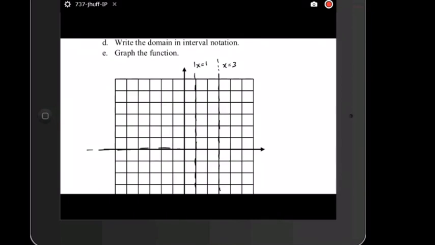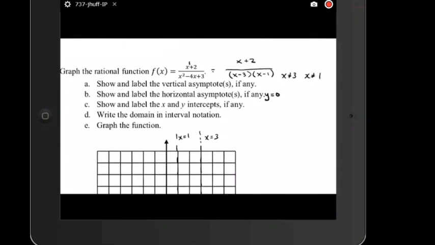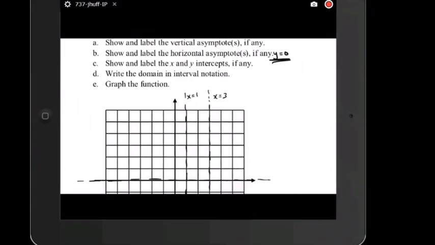Can you say that one more time? Going back to the original problem, the numerator is degree 1 and the denominator is degree 2. If the numerator has a smaller degree than the denominator, then the horizontal asymptote is always 0. So just drawing the horizontal asymptote and labeling it is sufficient for part B.